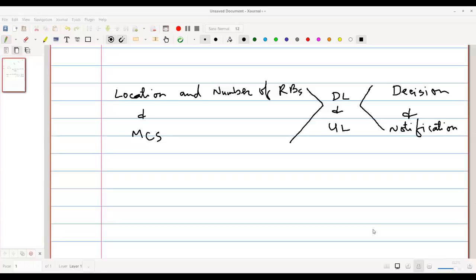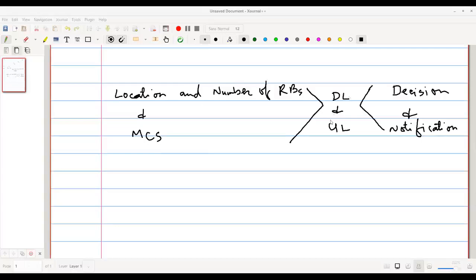That information is given in the control region: the location and number of resource blocks allocated. The PDCCH instance includes this information. Also, it includes what MCS has been used. If the MCS is not notified, then you cannot recover the data; decoding is not possible. You have to know the modulation level and coding rate to recover the data. And this is true for both downlink and uplink.